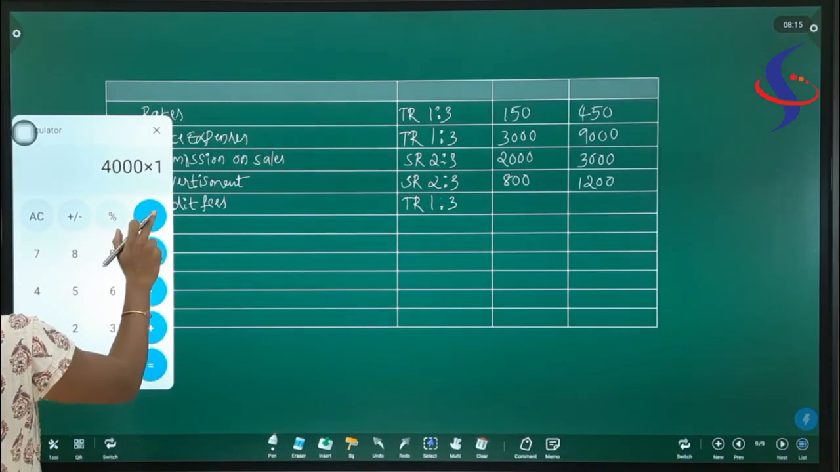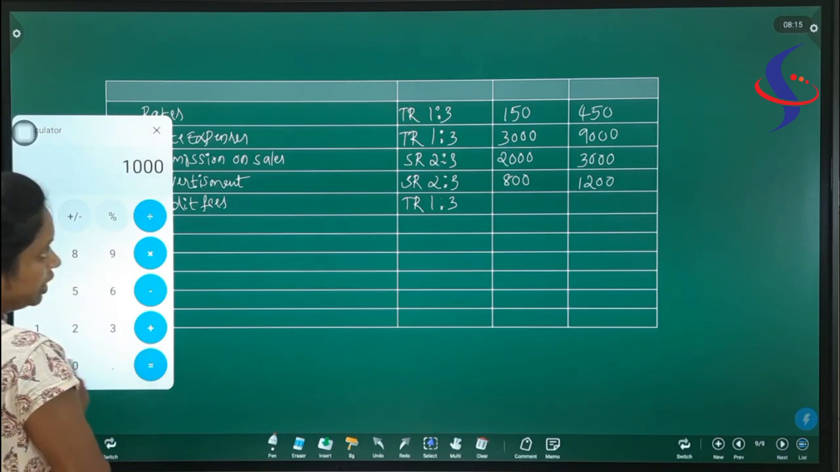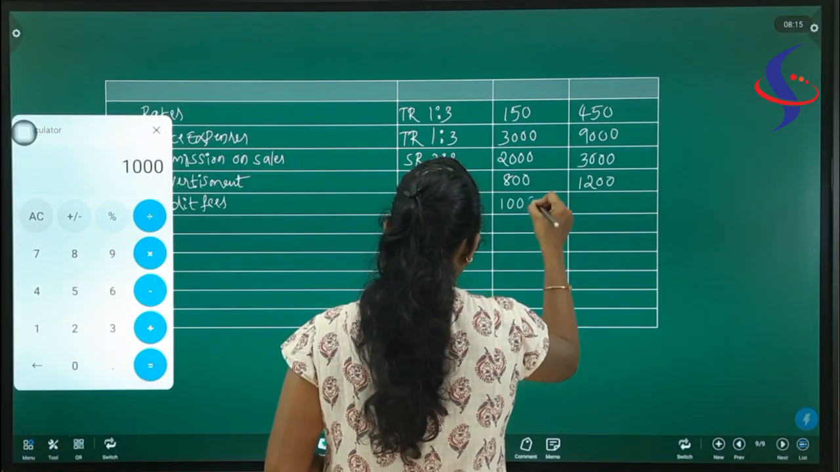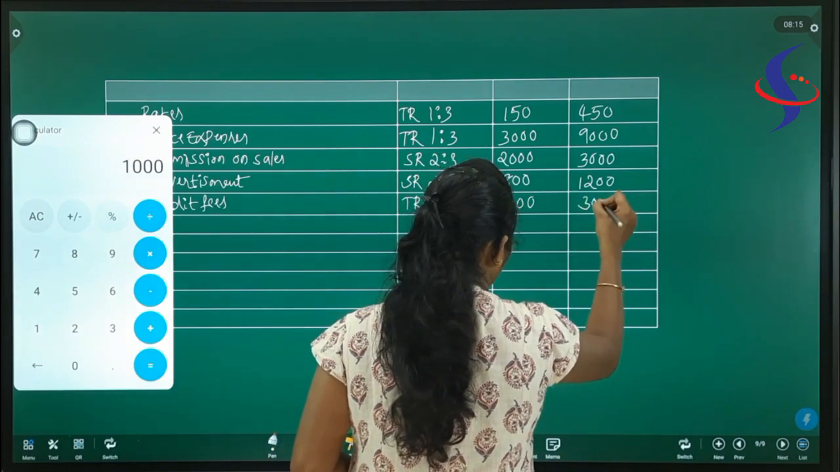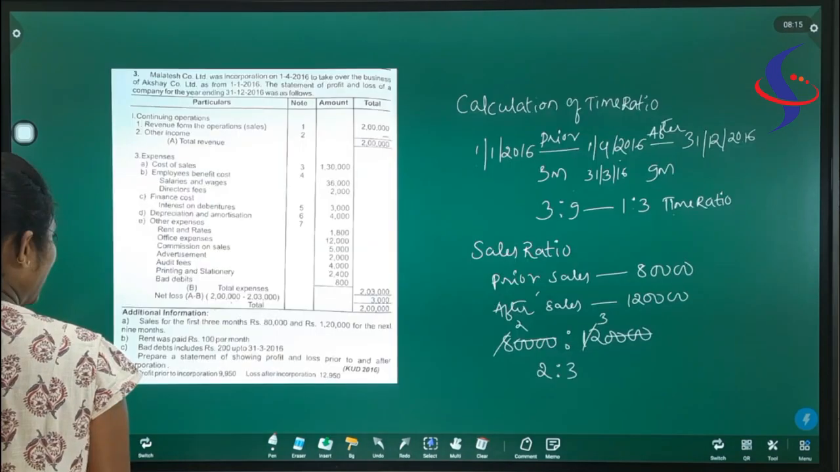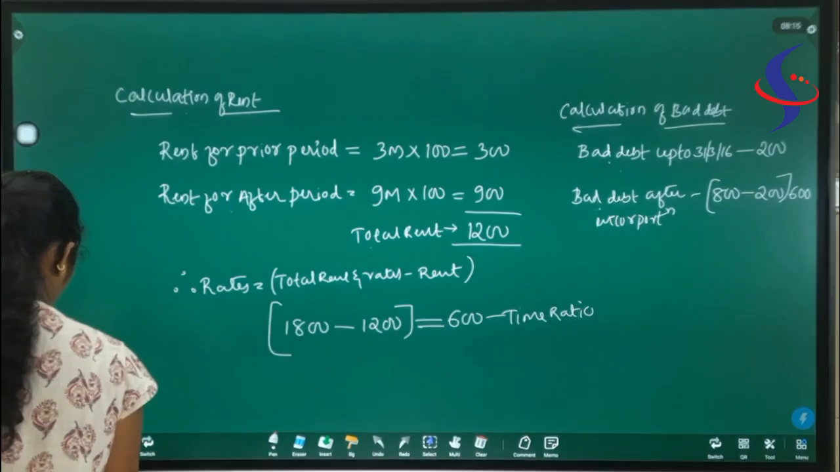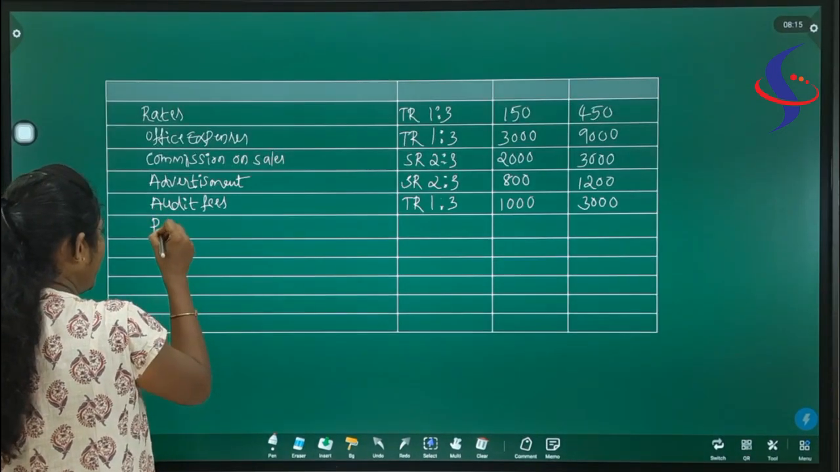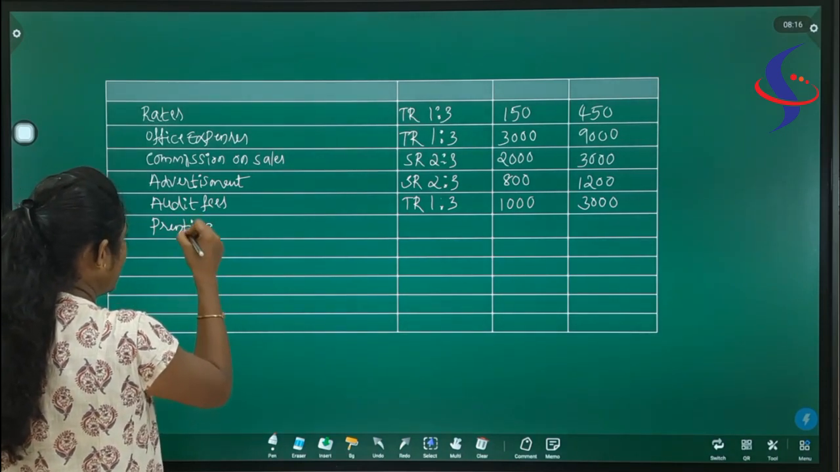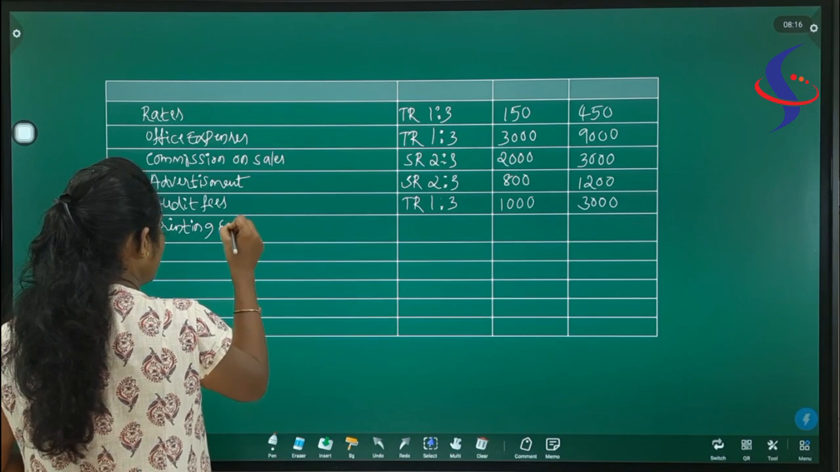4,000 into 1 divided by 4. 1 is to 3, right? Then it is 1,000, and the remaining 3,000 will come for after incorporation. Now, printing and stationery, bad debt. Is printing and stationery connected to sales? No, students. Printing and stationery is a fixed expense.